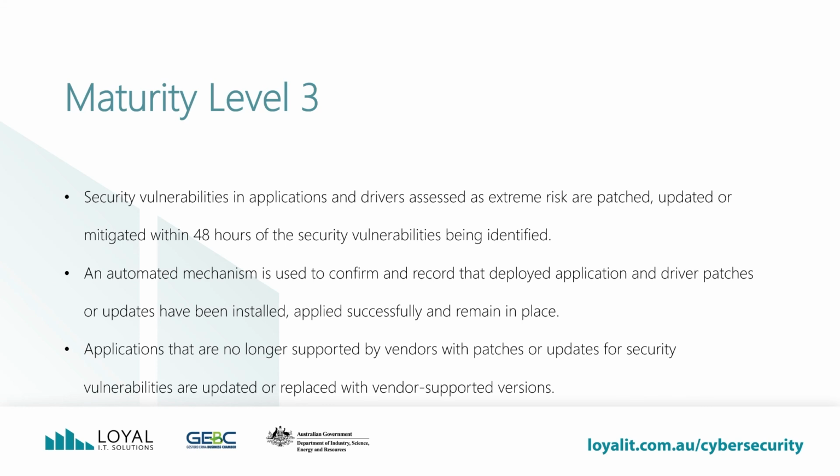As we've talked about in this video, to be fully aligned with patching applications maturity level 3, we must conform to the following strategies. Security vulnerabilities in applications and drivers assessed as extreme risk are patched, updated, or mitigated within 48 hours of the security vulnerabilities being identified by vendors, independent third parties, system managers, or users. An automated mechanism is used to confirm and record that deployed application and driver patches or updates have been installed, applied successfully, and remain in place. Applications that are no longer supported by vendors with patches or updates for security vulnerabilities are updated or replaced with vendor-supported versions.